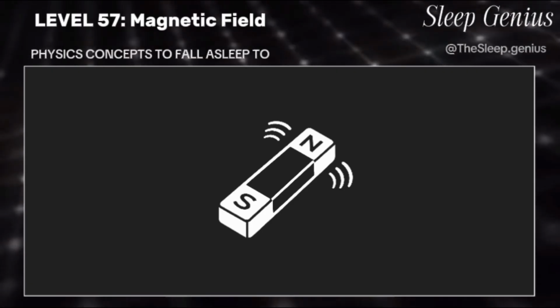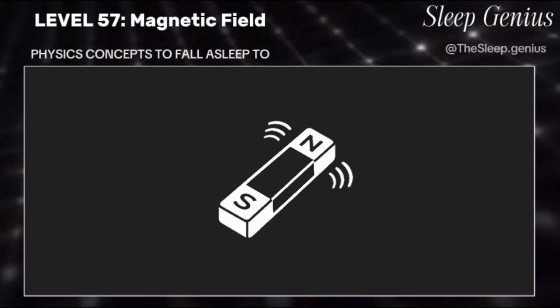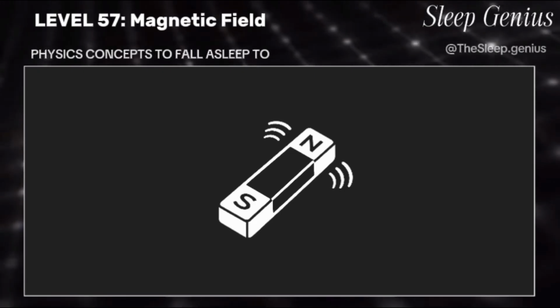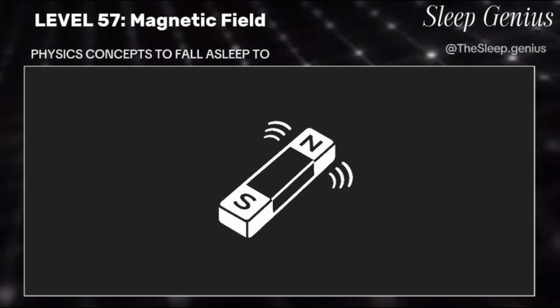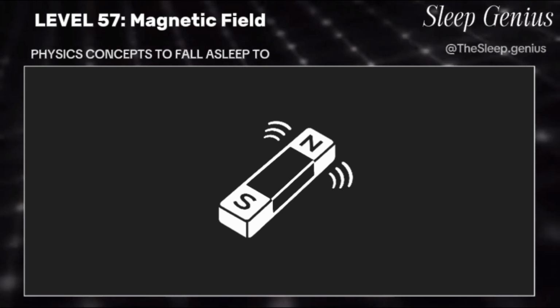Magnetic fields have direction and strength. They are strongest near the poles of a magnet. Field lines show how the field exists in space. These lines move from the North Pole to the South Pole outside the magnet. Magnetic fields affect iron, steel, and electric charges in motion.